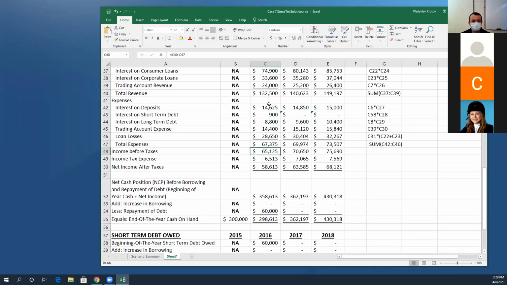Okay, so now given the total revenues and total expense, we can calculate income before tax, and that's calculated by subtracting C47 from C40. So this value minus this value, total expense.